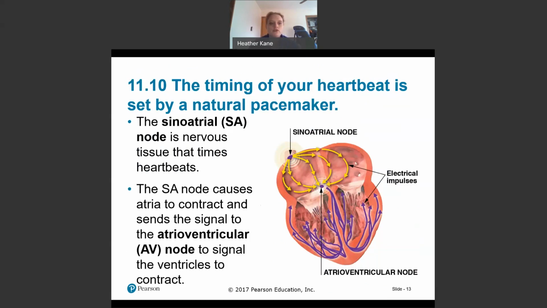The SA node is going to cause the atria to contract. Remember, the atria are the top chambers, the superior chambers. And then it's going to send that message to the atrioventricular node, the AV node. The AV node is down here. And when the AV node gets that message from the SA node, it is going to cause the ventricles to contract. And that is how we have a heartbeat.